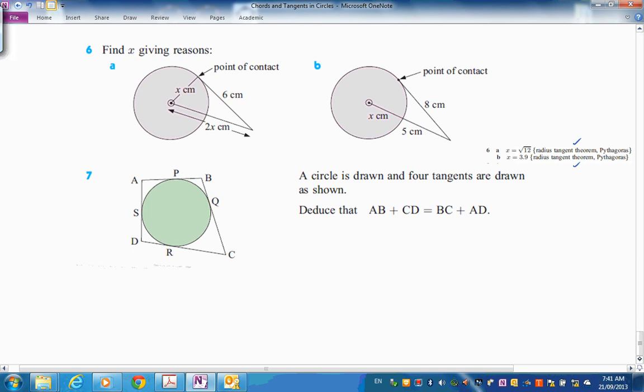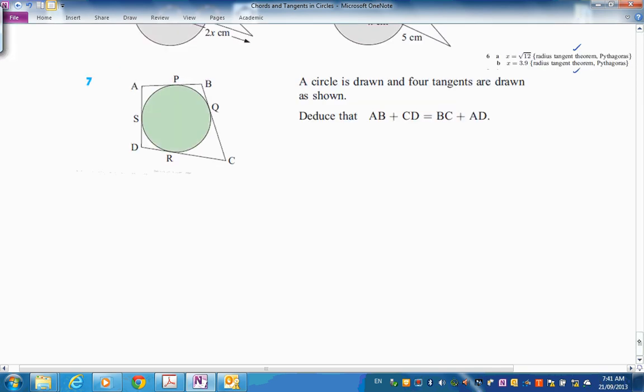Right, coming back now, let's have a look at this one. I need a bit of room here. We need to deduce that AB plus CD equals BC plus AD. That's interesting. AB plus CD equals BC plus AD. That's unusual. I don't know a theorem for that.